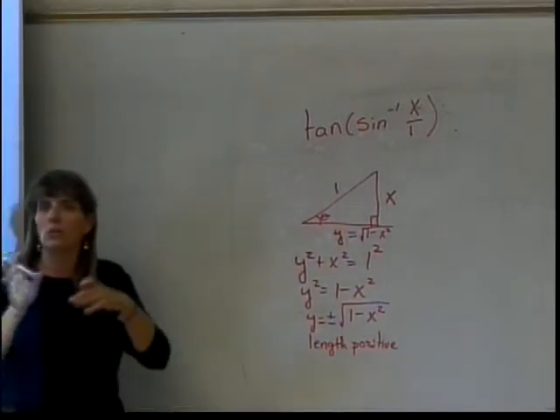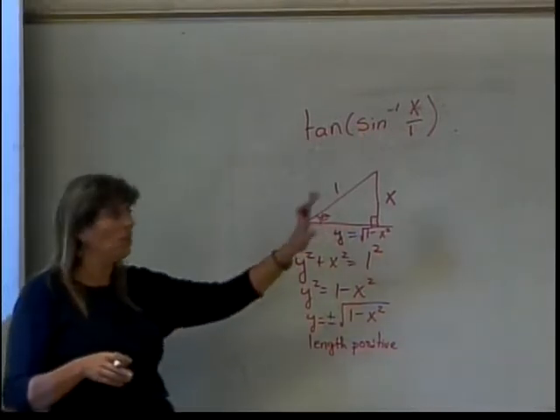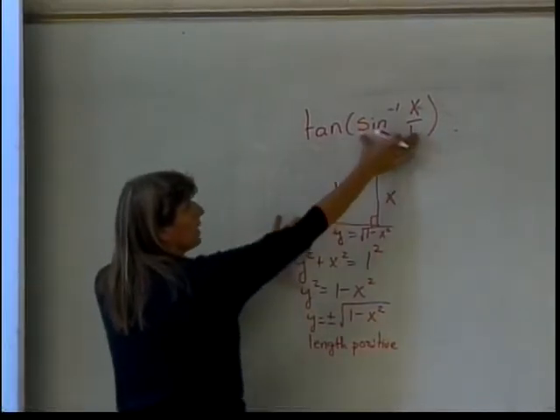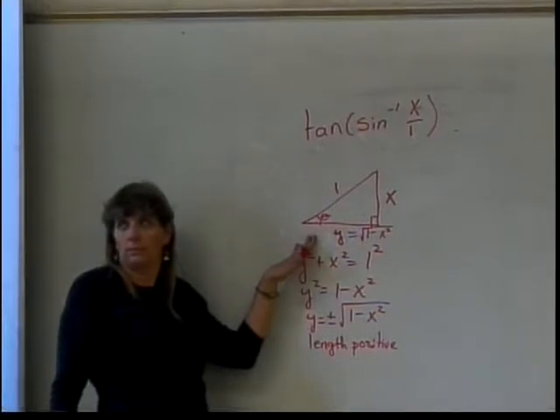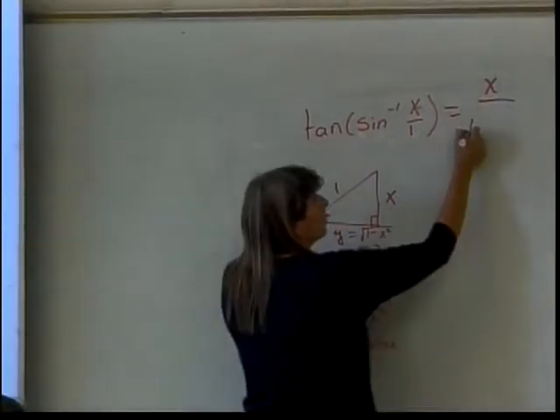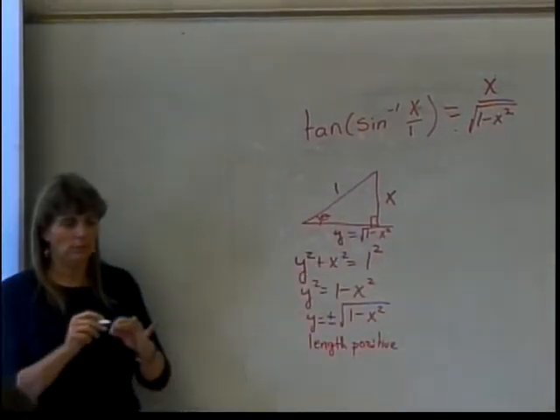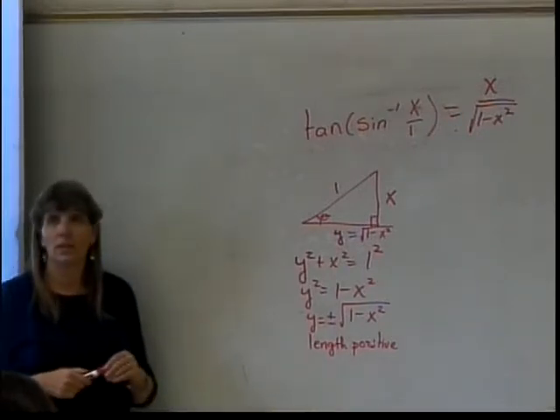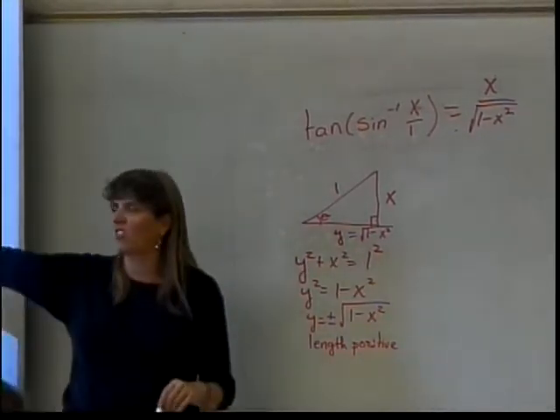Remember, square roots do not distribute over addition, so this is not the same thing as 1 minus x. Just a reminder. So, this is the angle theta. I want to know what the tangent of theta is based on the triangle. What will it be? Opposite, which is x, over adjacent, which is the square root of 1 minus x squared. Okay? And that's what I write in my parentheses, in my box there.